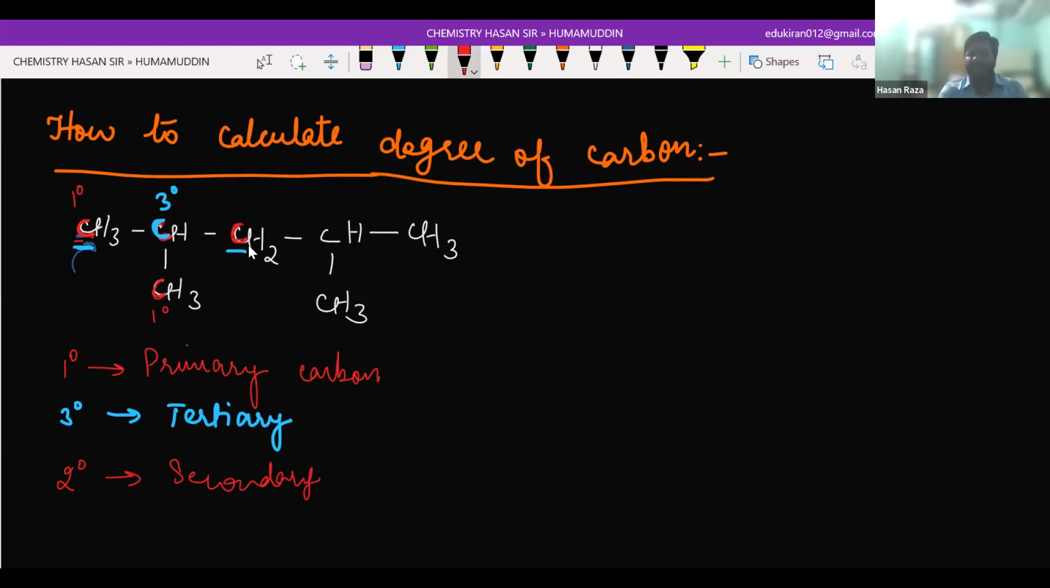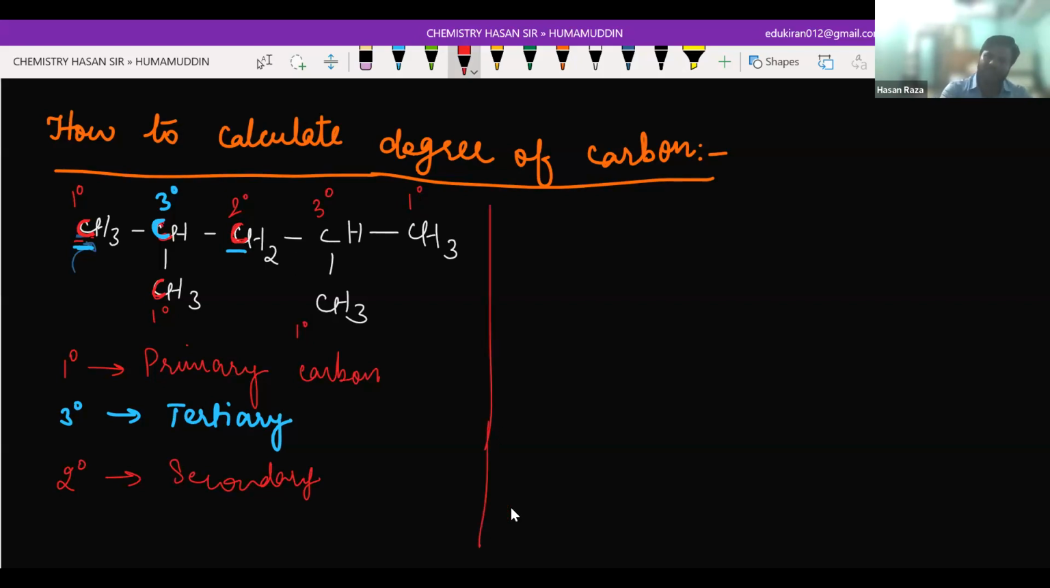So basically, to calculate the degree of carbon, it's very easy. We just need to see how many carbons it is directly attached. So that will be the degree of carbon.